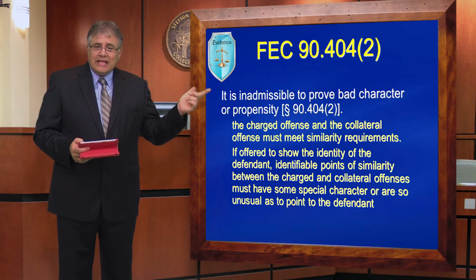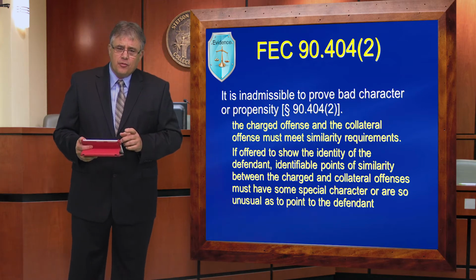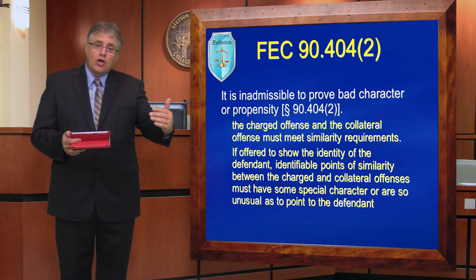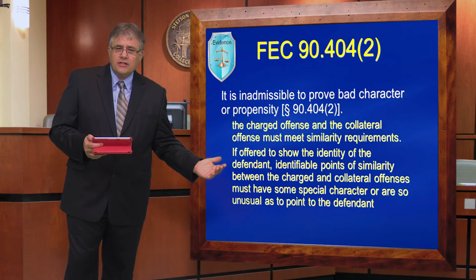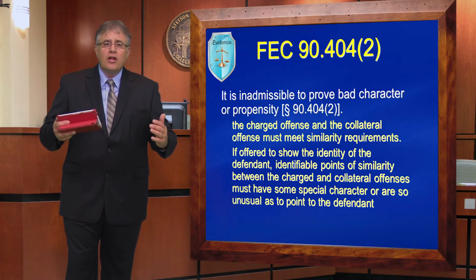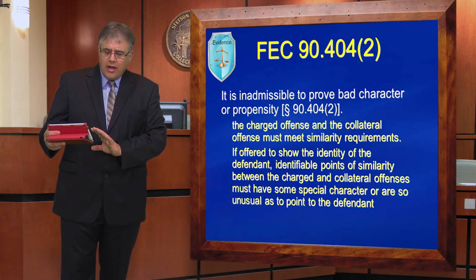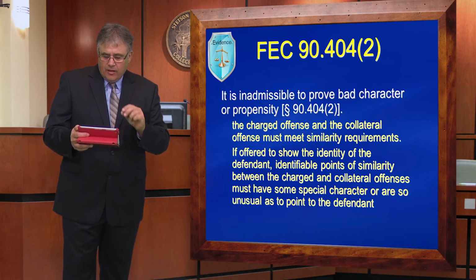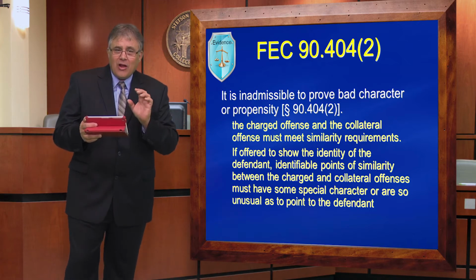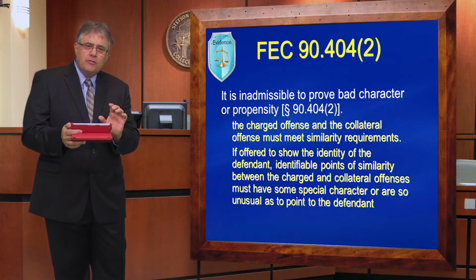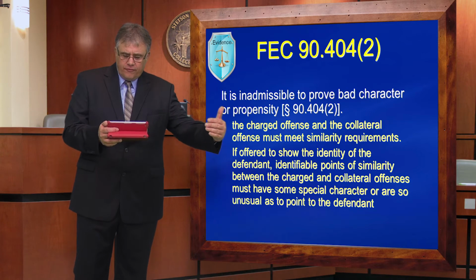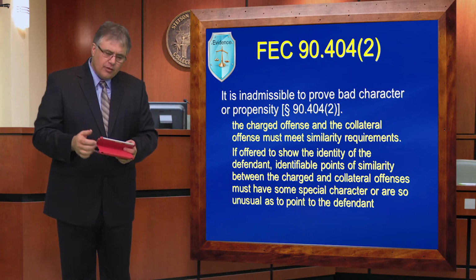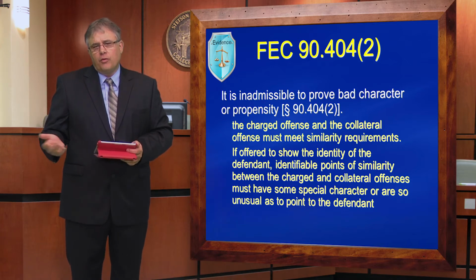It restates that I cannot admit evidence simply for the purposes of arguing propensity, that there has to be similarity between the charged offense and the collateral offense, and by collateral offense, they mean the underlying conduct upon which the other acts are based. And when I'm offering it to show identity, Florida even tells us that there have to be identifiable points of similarity between the charged offense and the collateral offenses. And there has to be some sort of special character that makes them sufficiently unusual to point to the defendant.